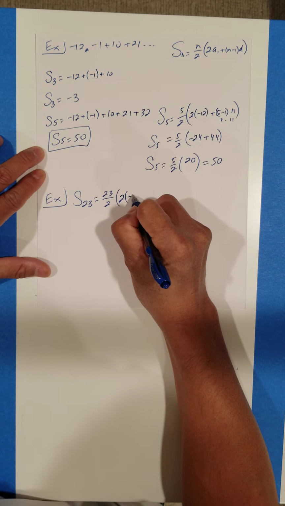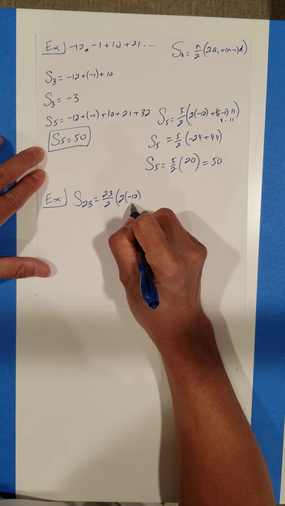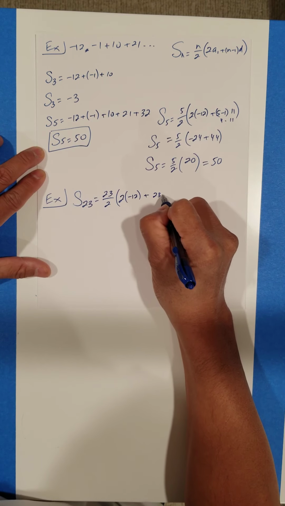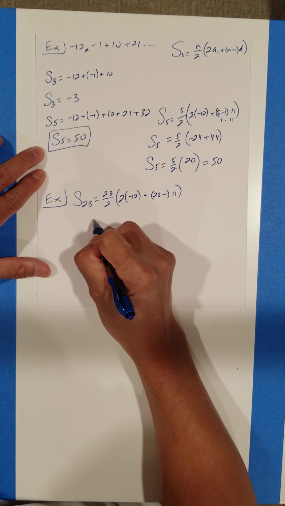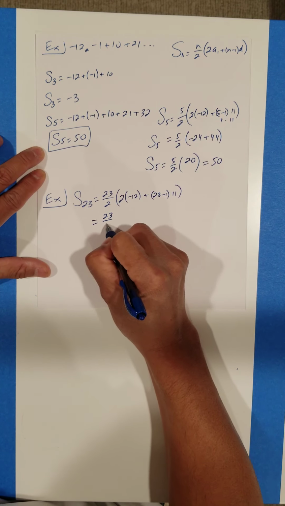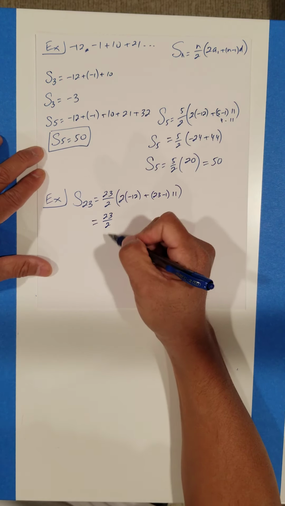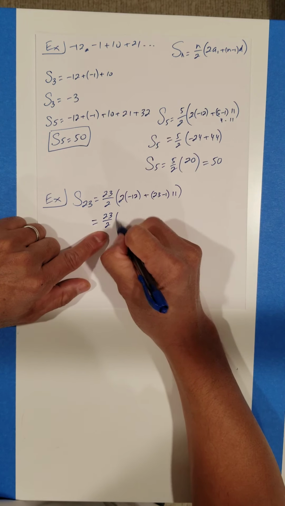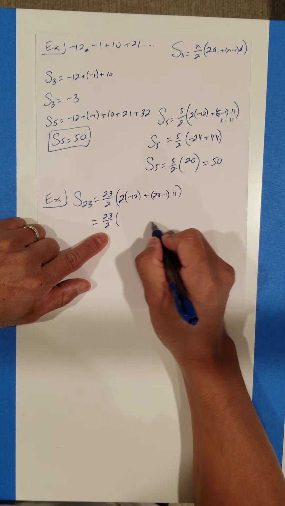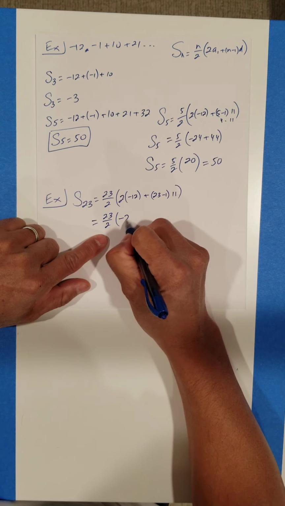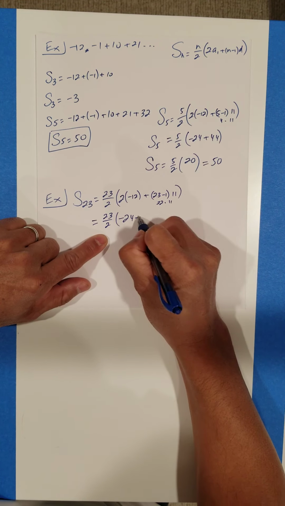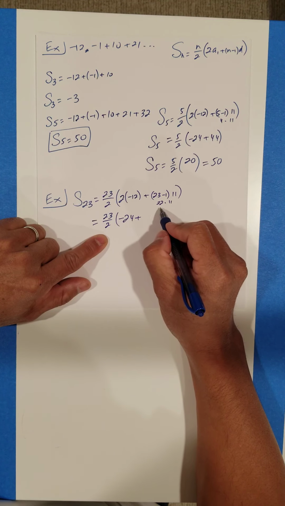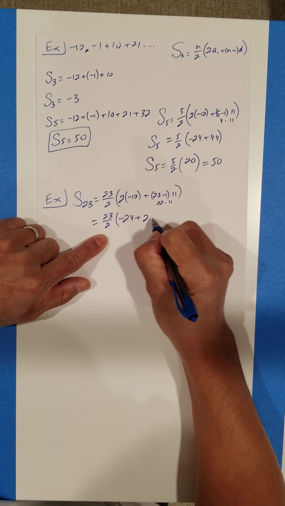2 times first term, 2 times A1, plus 23 minus 1, times D. So 23 over 2, it's a decimal if I divide that, so I'm just going to leave it alone for a moment. Hopefully, this will cancel out. So I get here negative 24 plus, this is 22 times 11. So this is going to be plus 242.